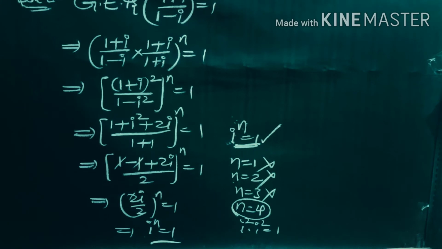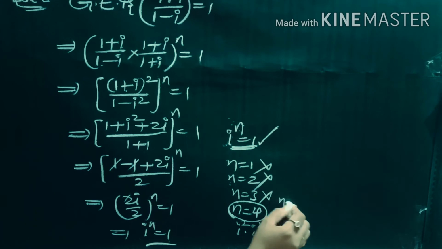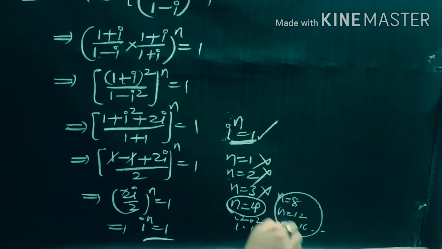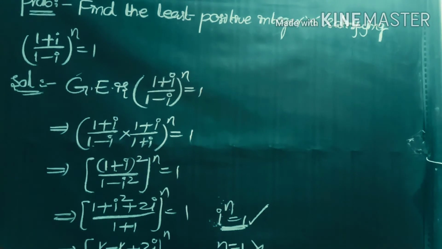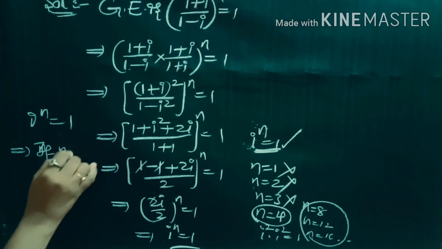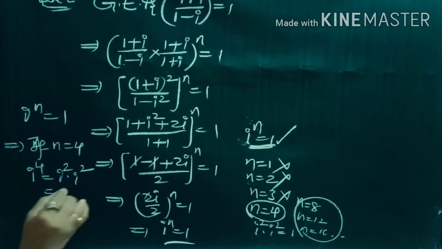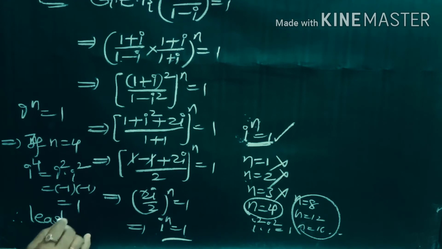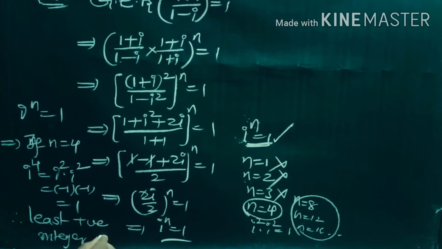In the same manner, the multiples of 4 also satisfy this equation, that is n equal to 8, n equal to 12, n equal to 16 and so on. These are all the values which satisfy this equation. We want the least positive integer, which means we take n equal to 4 here. Then i^4 is equal to i² into i², that is -1 into -1 equal to 1. Therefore the least positive integer n is equal to 4.